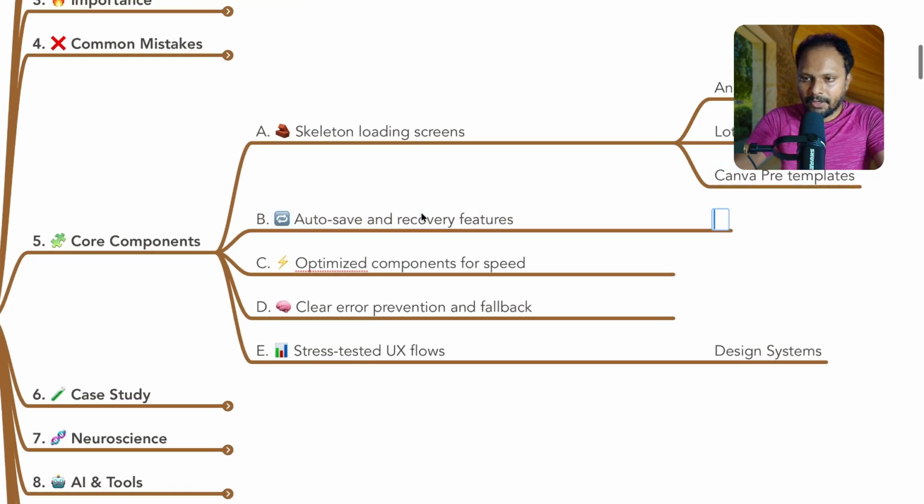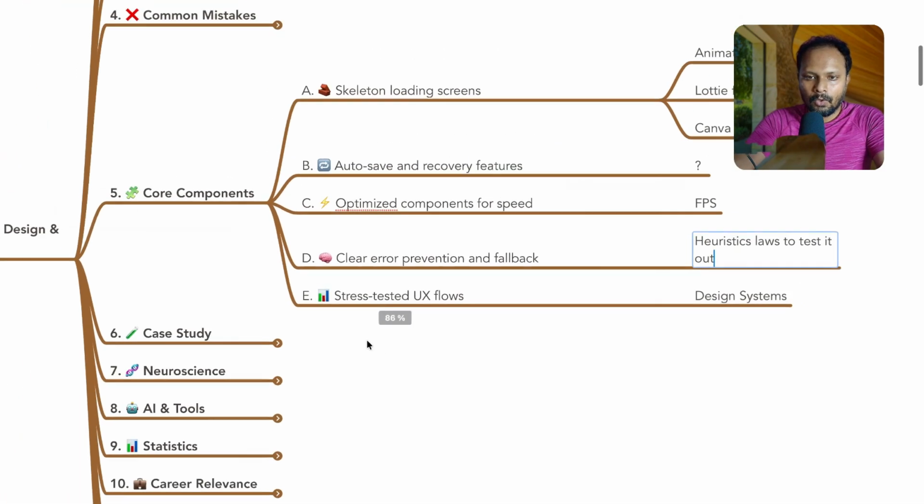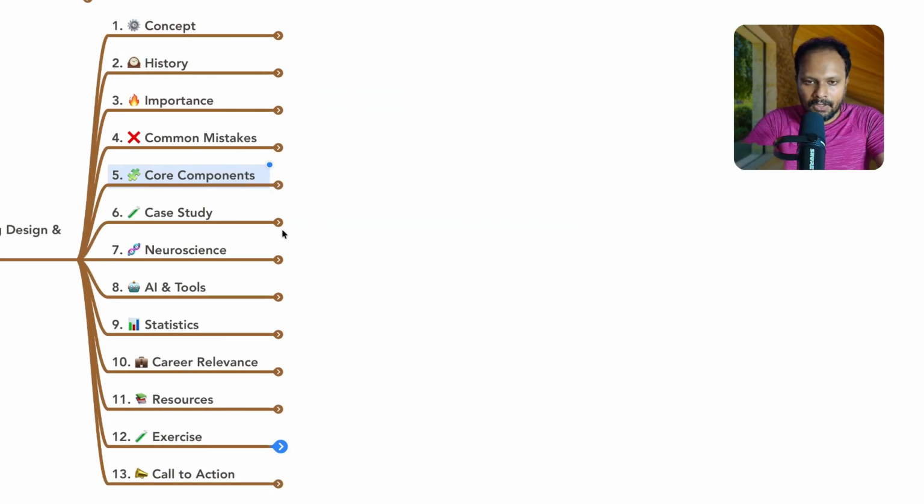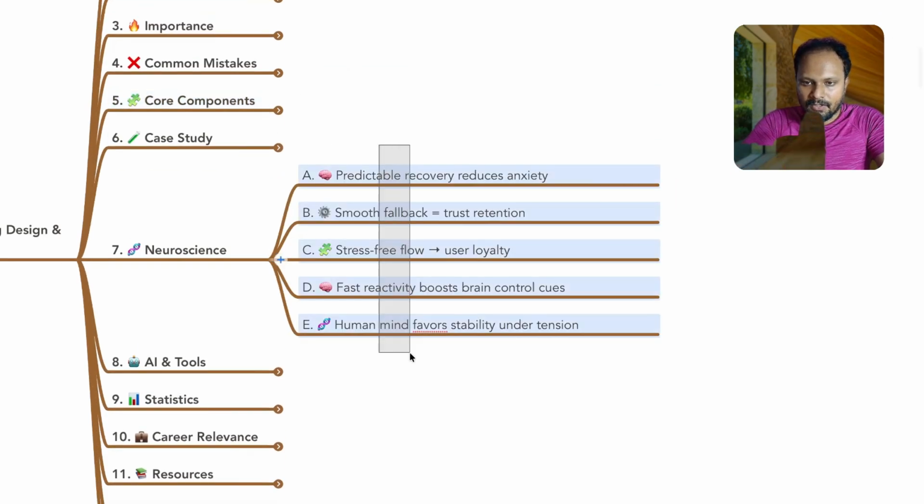You can use auto save and recovery features in the backend. You can optimize and test it out for better FPS. You can also follow all the heuristic laws to test it out. So this is exactly important for all the designers. Okay, I'm not discussing the case study. I'll be just telling you the neuroscience flow.